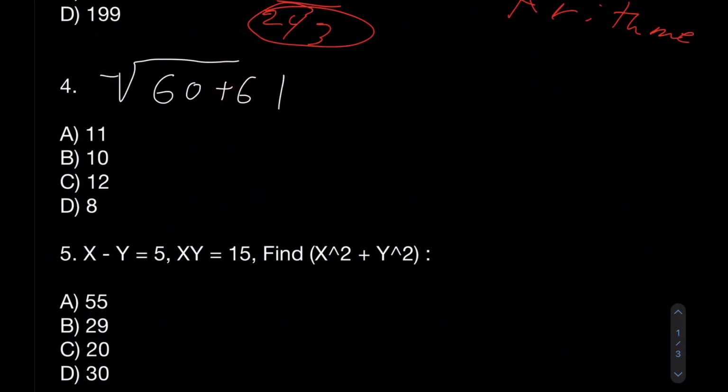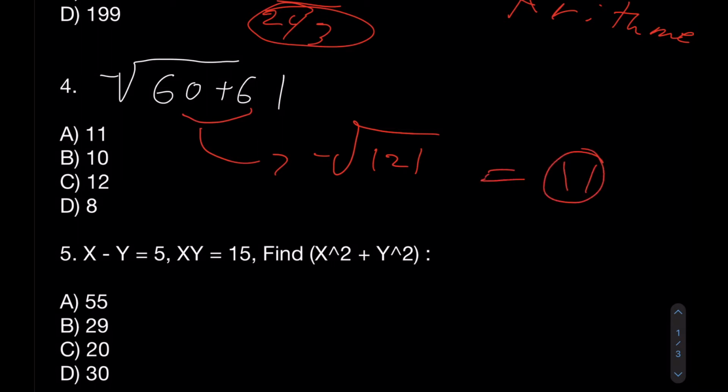For question number 4, we've got the root of 60 plus 61. Simple as it comes. 60 plus 61 is 121. Just add them together. And the root of 121 is 11. That is all there is to it.